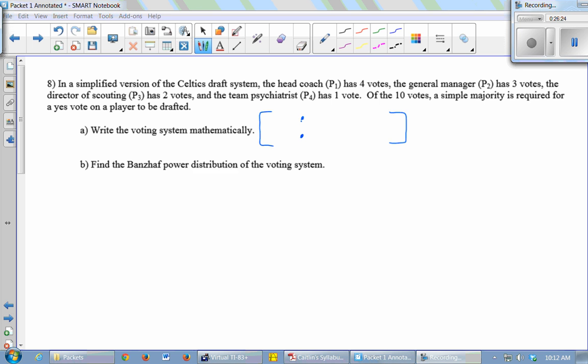So the first number in this notation is the quota. Okay, so very common mistake is to put the total number of votes, but it's the quota that goes here. So you have to add up the total, 4 plus 3 plus 2 plus 1, and you get 10. And then they tell you that a majority is required to pass to vote on a player to be drafted, and a majority of 10 would be 6. Then we put the votes in descending order. 4, 3, 2, 1.